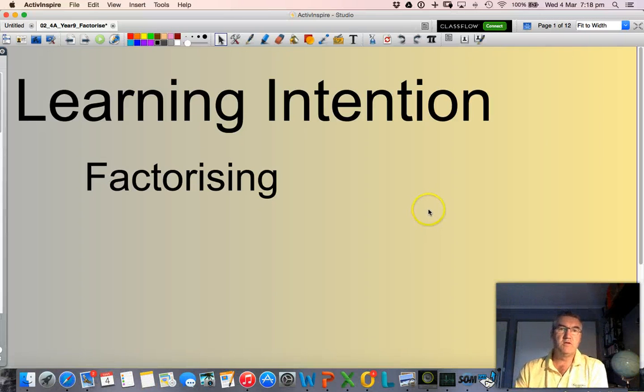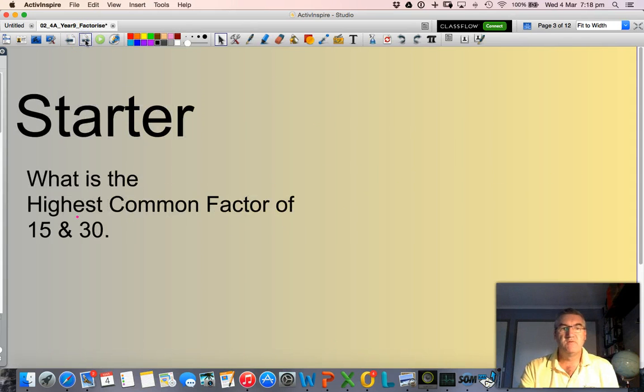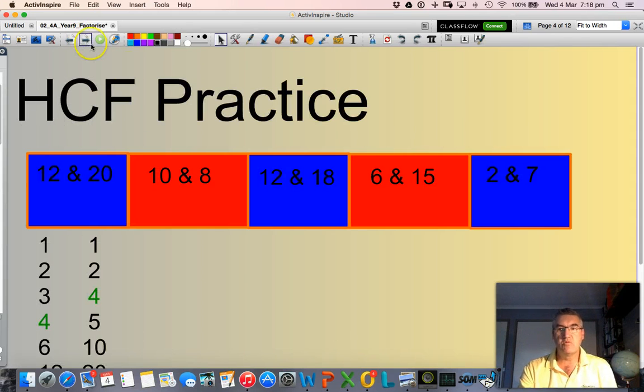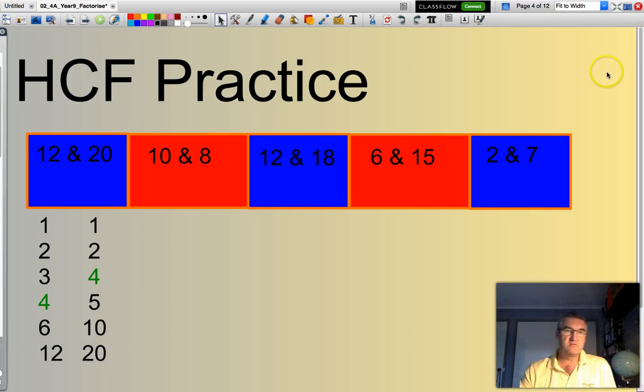Okay, welcome, and today we're going to look at factorising of algebraic expressions. A lot of this involves looking at highest common factors, so we'll do a little practice with highest common factors to begin with.